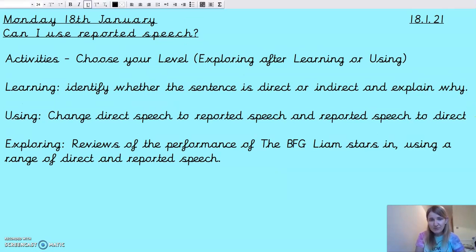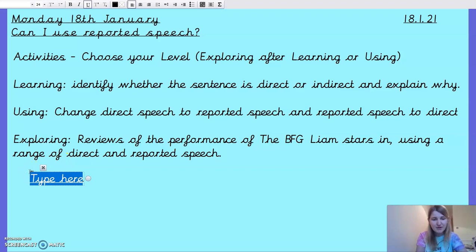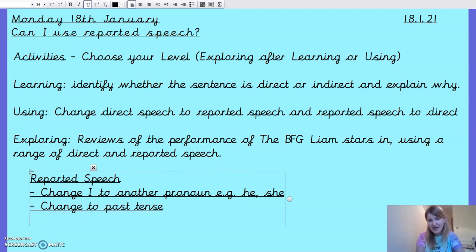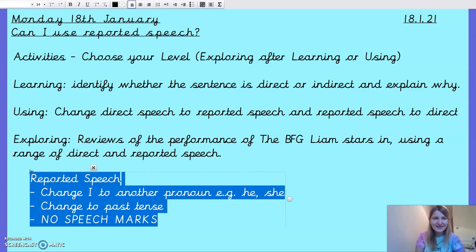Okay, so I'm just going to put a couple of reminders up. I think this is the most important thing. So for reported speech, you're going to change I to another pronoun, e.g. he, she. You're going to change to past tense and no speech marks. Okay, so hopefully that's helpful.